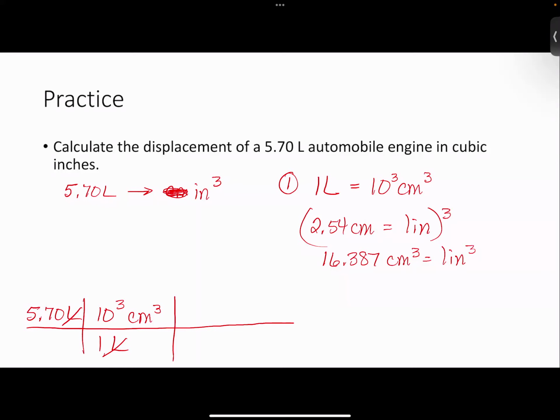The next one I'm going to use is 16.387 centimeters cubed is equal to 1 inch cubed. The centimeters cubed goes in the denominator so that they will cancel out, leaving inches cubed. When you key this into the calculator, you get 347.8 inches cubed.